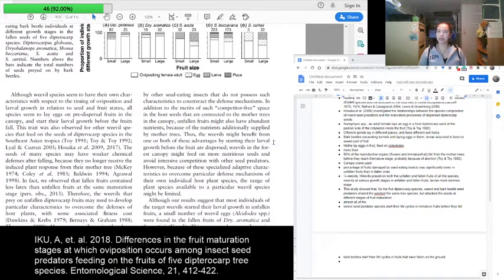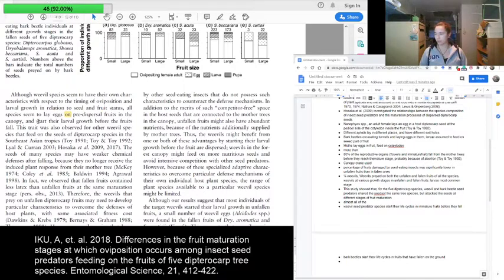Okay, what's all this about? Although weevil species seem to have their own characteristics with respect to the timing of oviposition and larval growth in relation to seed and fruit status, all species seem to lay eggs on predispersal fruits. On them, not in. They say on, not in. That's interesting. On predispersal fruits in the canopy and start their larval growth before the fruits fall.